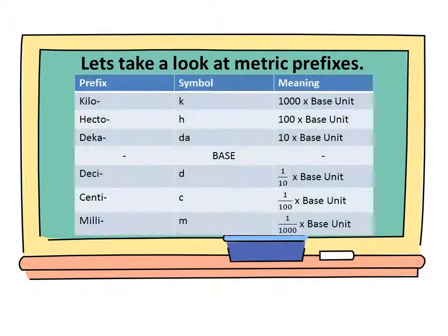There are 6 metric prefixes to keep in mind and learn: kilo, hecto, deca, deci, centi, and milli. The symbol for kilo is K. It means 1,000 times the base unit. Hecto is symbolized by H, which is 100 times the base unit. Deca is DA, which is 10 times the base unit. Deci is symbolized by D, which is 1/10 the base unit. Centi is C, which is 1/100th of the base unit, and milli is M, 1/1000th times the base unit.